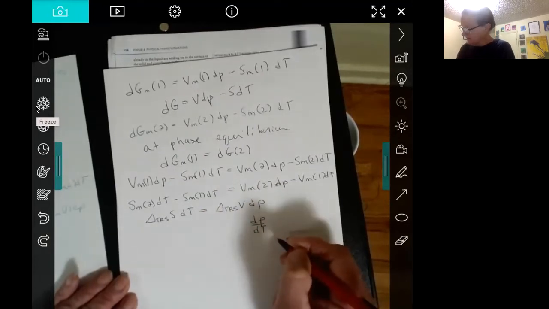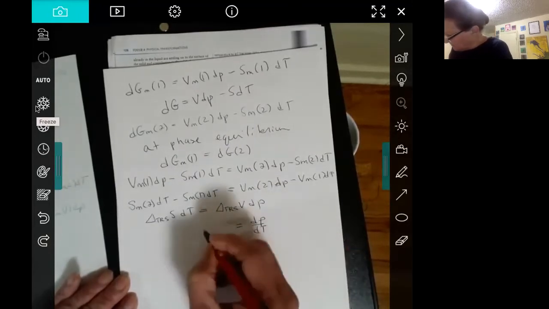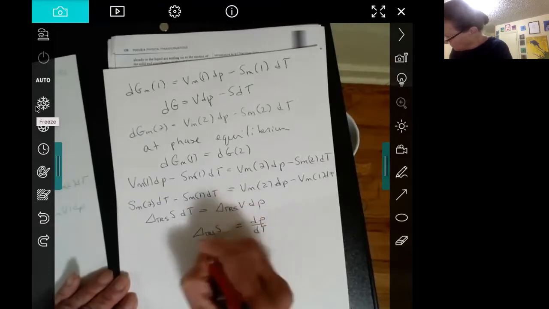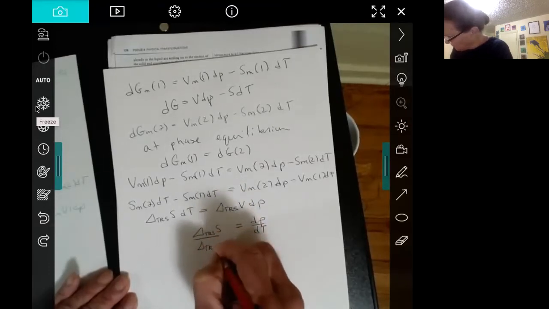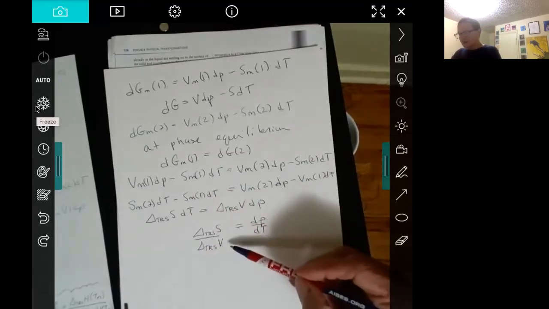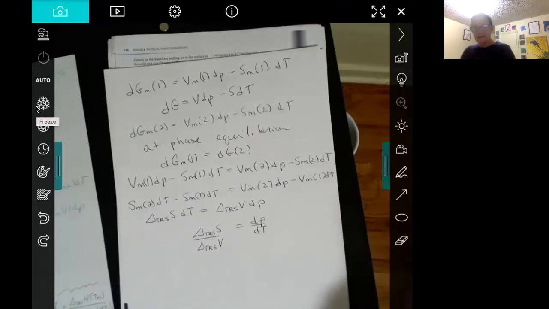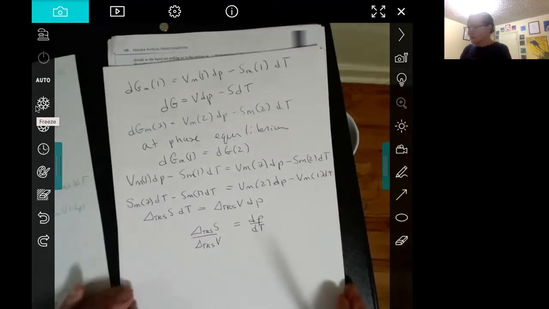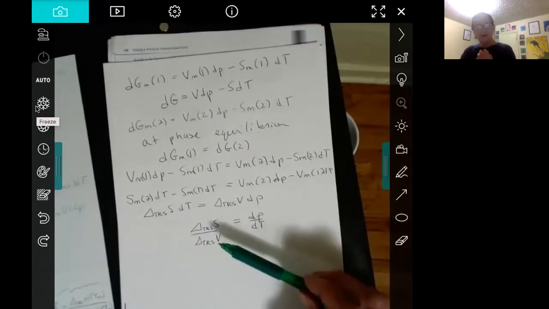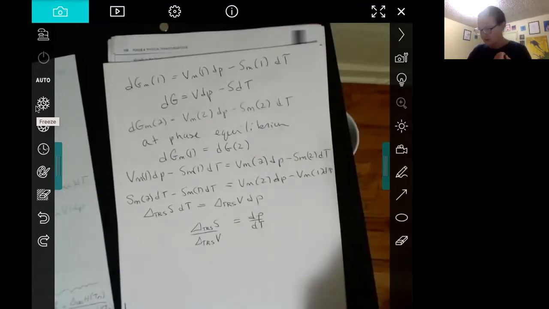Take the dT over here, and it should be equal to the ratio of the change in entropy over the change in volume. So that tells us what the slope of a line should be to keep two phases in equilibrium. So when you look at an experimental phase diagram, you should be able to get some information about the entropy of the two phases and the molar volume of the two phases.